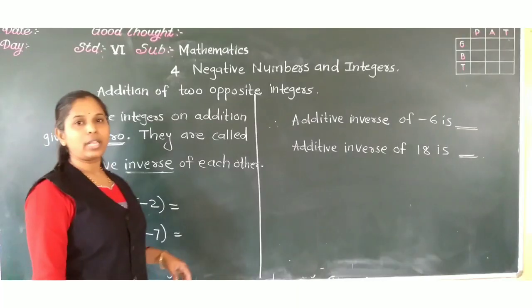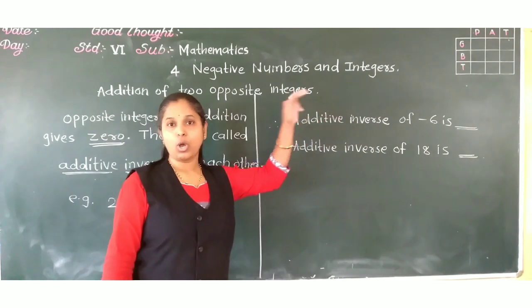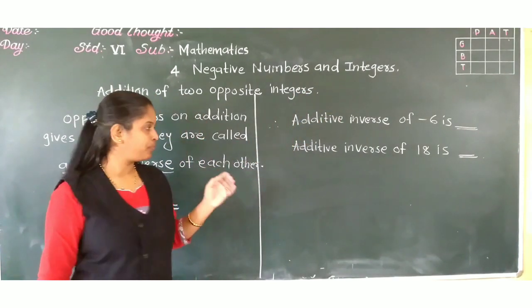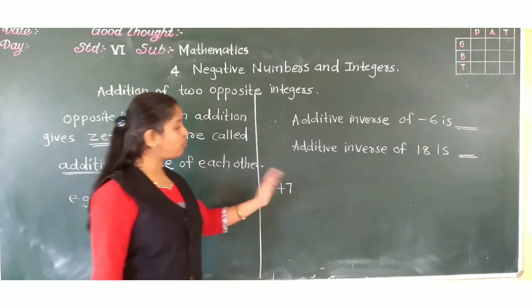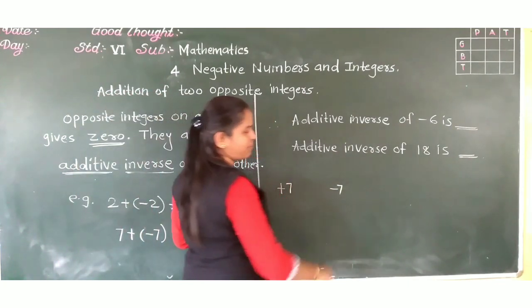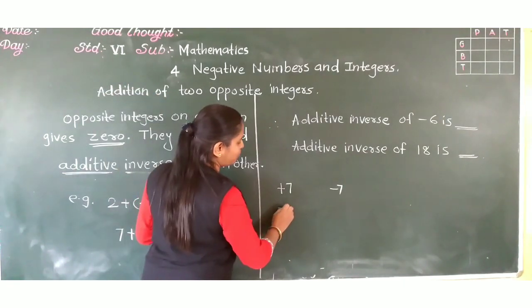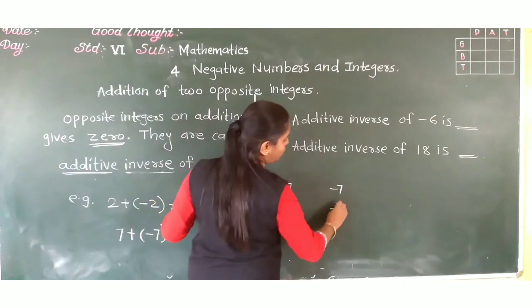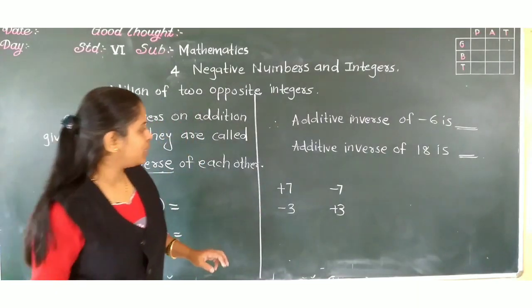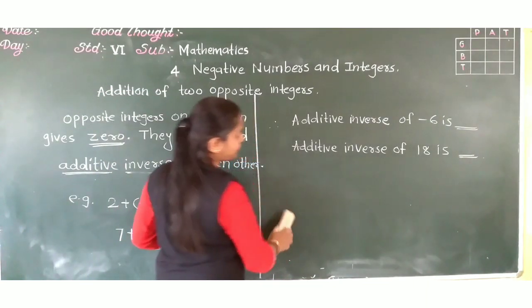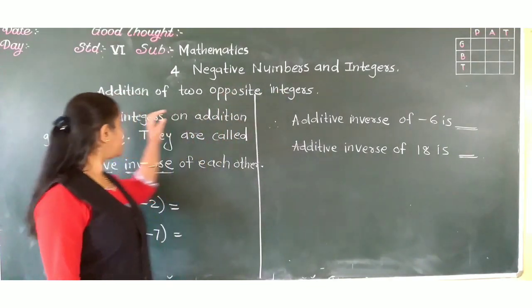Followed? Now see here, addition of two opposite integers. Opposite integers means what? See, plus 7. What is the opposite of plus 7? Minus 7. Okay. Minus 3. What is the opposite of it? Plus 3. Okay. Opposite integers. So, see here. Addition of two opposite integers.